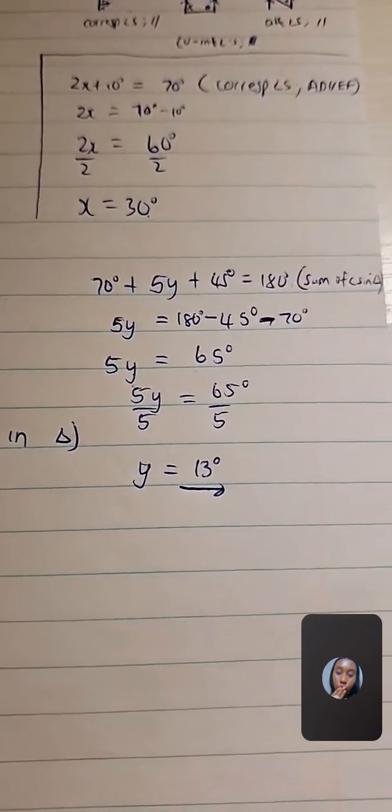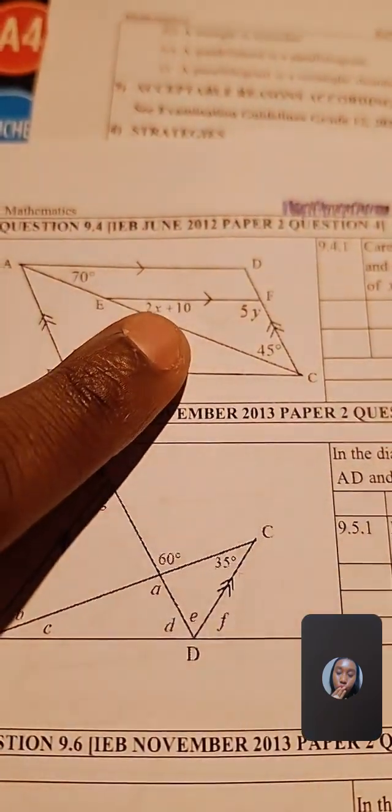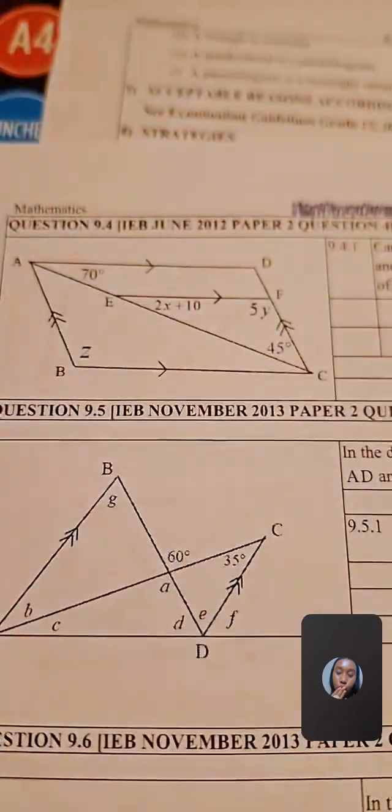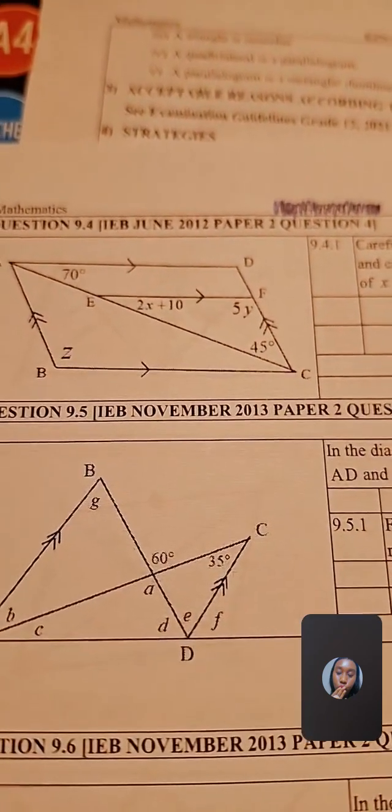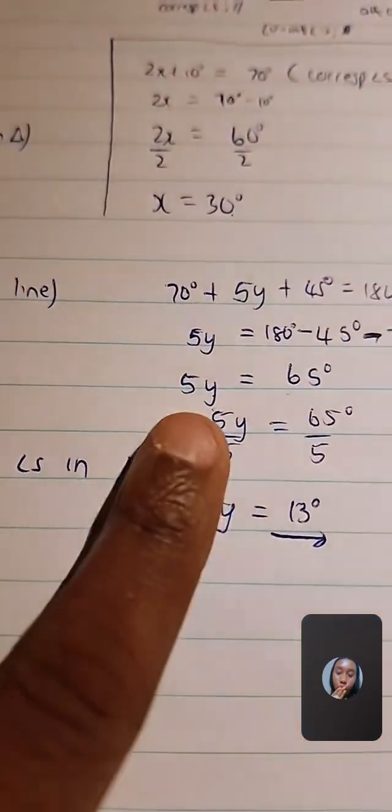So y is equal to 13 degrees. Then of course we would update, guys. So that is 70 now. 5 times 13 gives us a beautiful 65, because already here this thing was telling us 5y is 65. So in other words, this 5y is 65. You see? So we know all these things already.